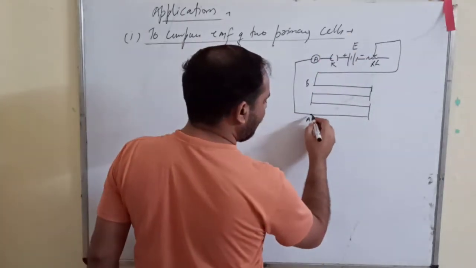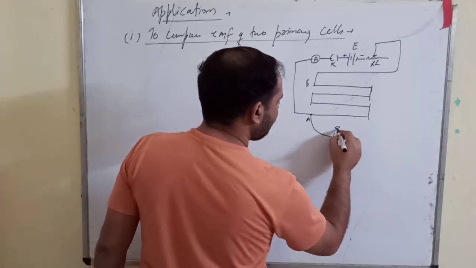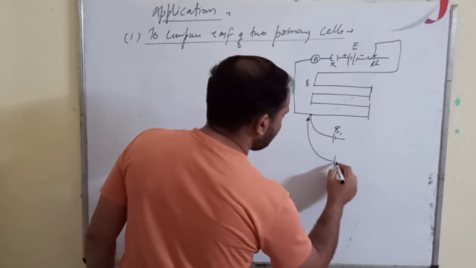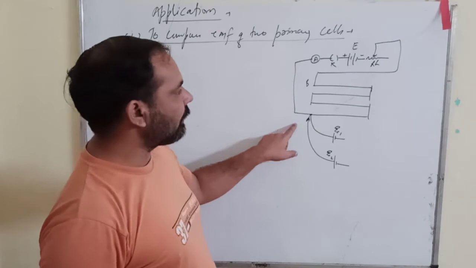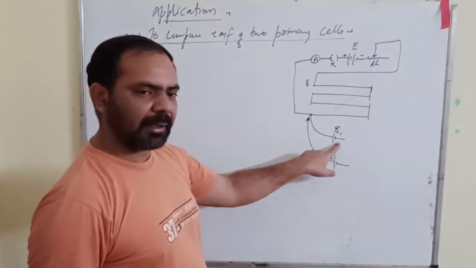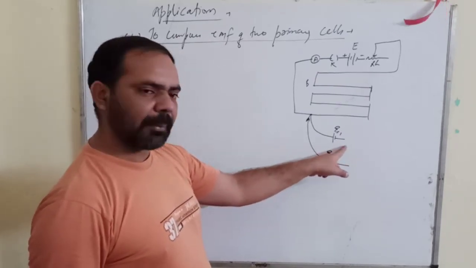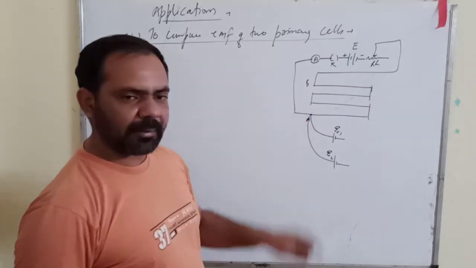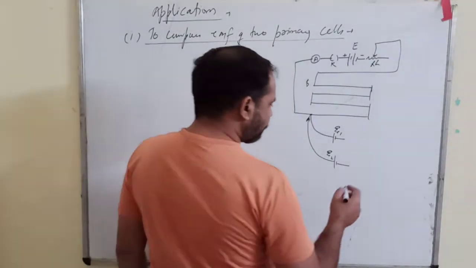Now at the end A, you connect your first cell and the second cell in such a way that all the positive terminals are connected at the same point A. Positive of the given cells, whose EMF you want to compare, and the positive of the driver battery, they all the positives are connected at the same point, at the point A.